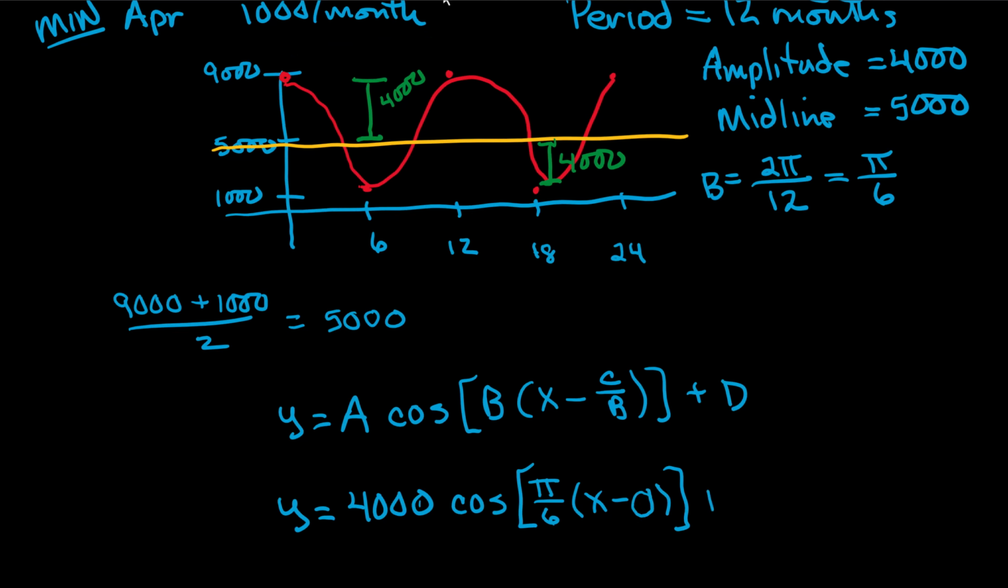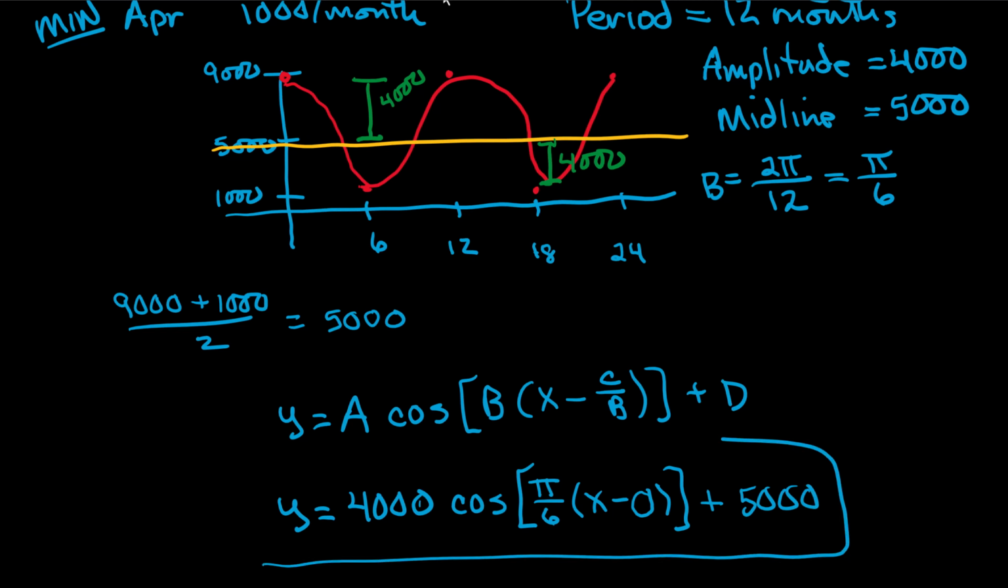And the last thing we need to do is to indicate how far this graph is raised above or lowered below the x-axis. Well, in this case, it's raised 5,000 units. This then gives us an equation to describe this company's production of coats year after year.